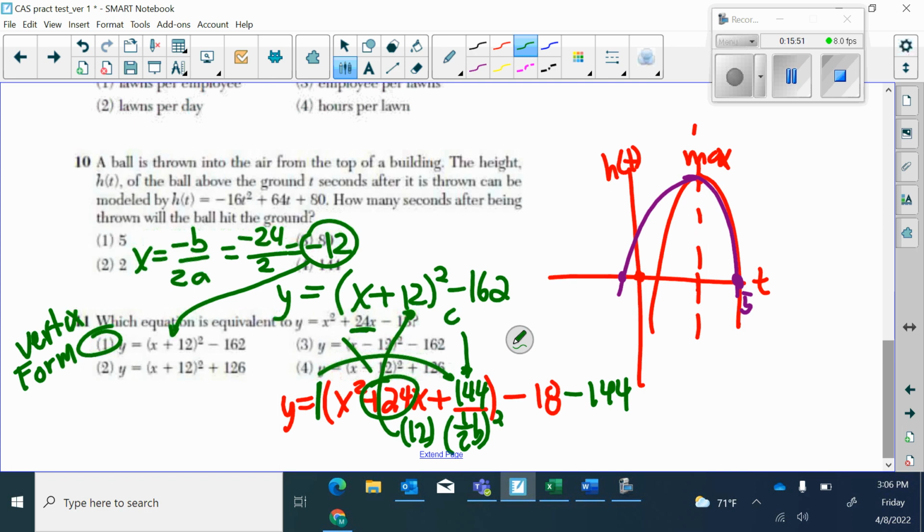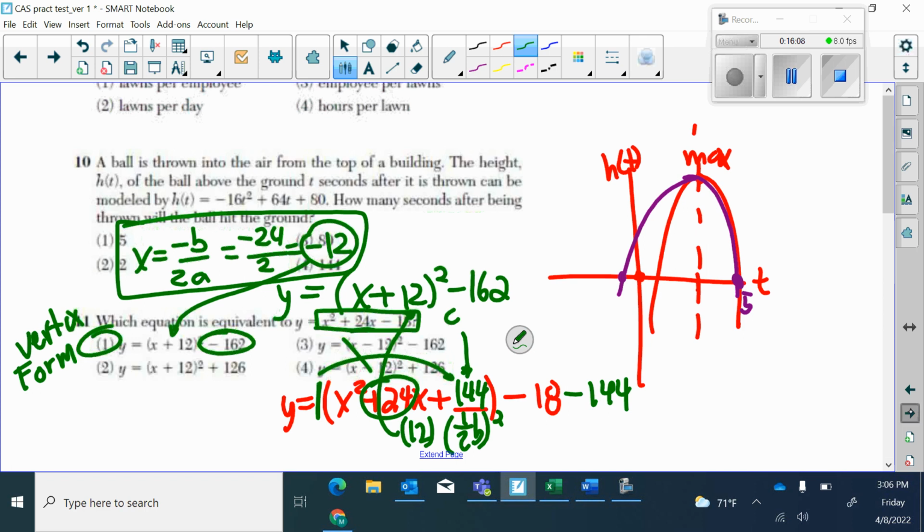Now I could plug the negative 12 into this equation, get the y coordinate, and it's going to be negative 162. Okay, so that's another way. If you forget about completing the square, you can always use x equals negative b over 2a.